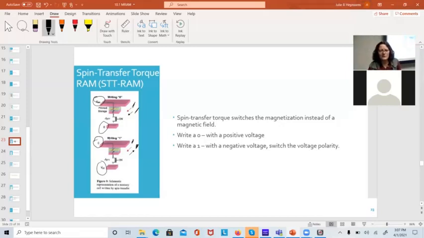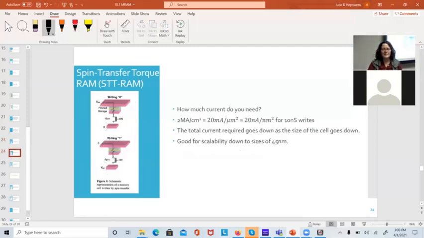And this is called spin transfer torque. It's switching the magnetization instead of putting a magnetic field in. So switching the direction of magnetization takes far less energy. We'll have numbers for that in a minute. All I have to do is switch the voltage polarity. Okay, how much current do you need?